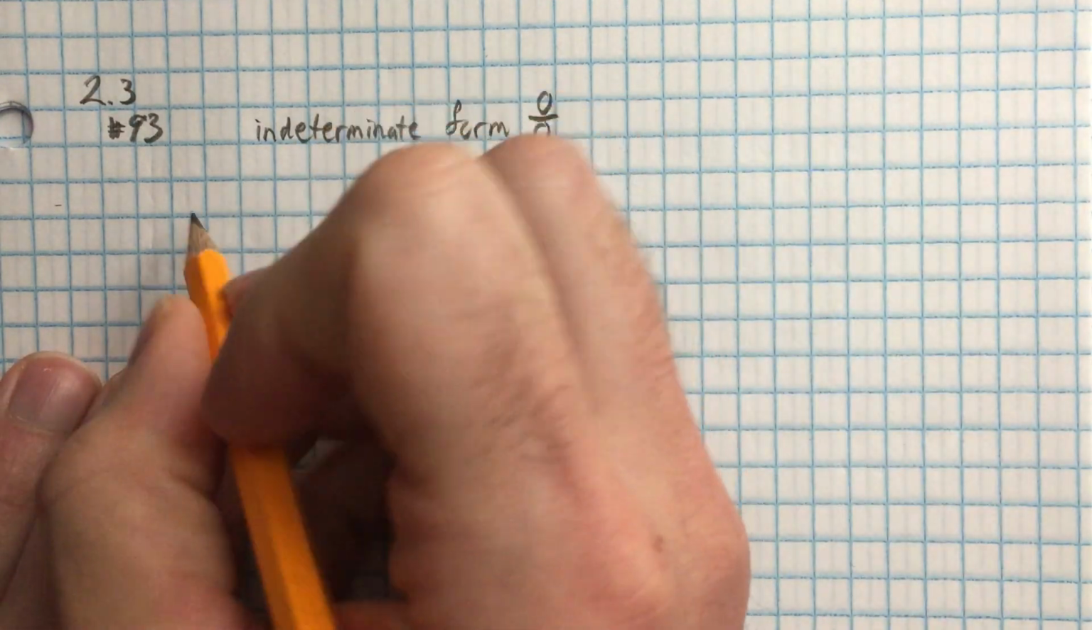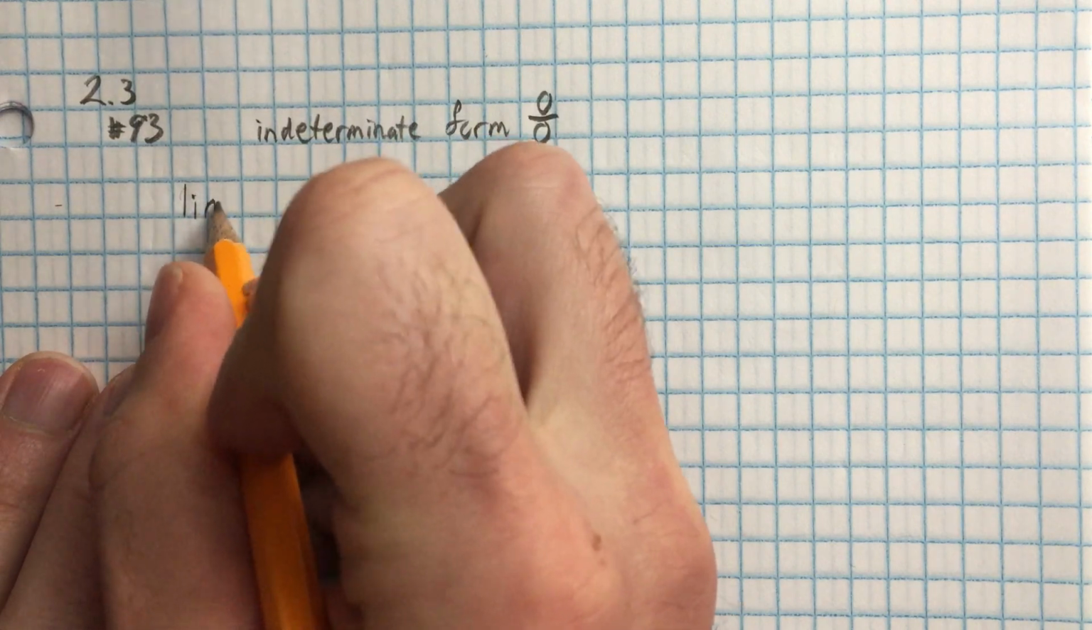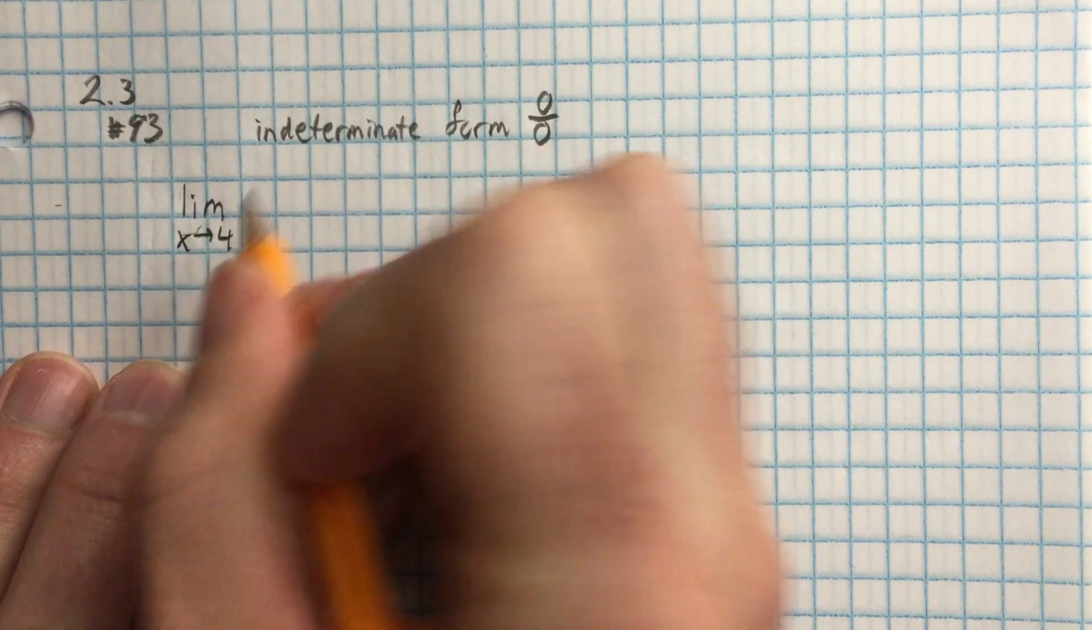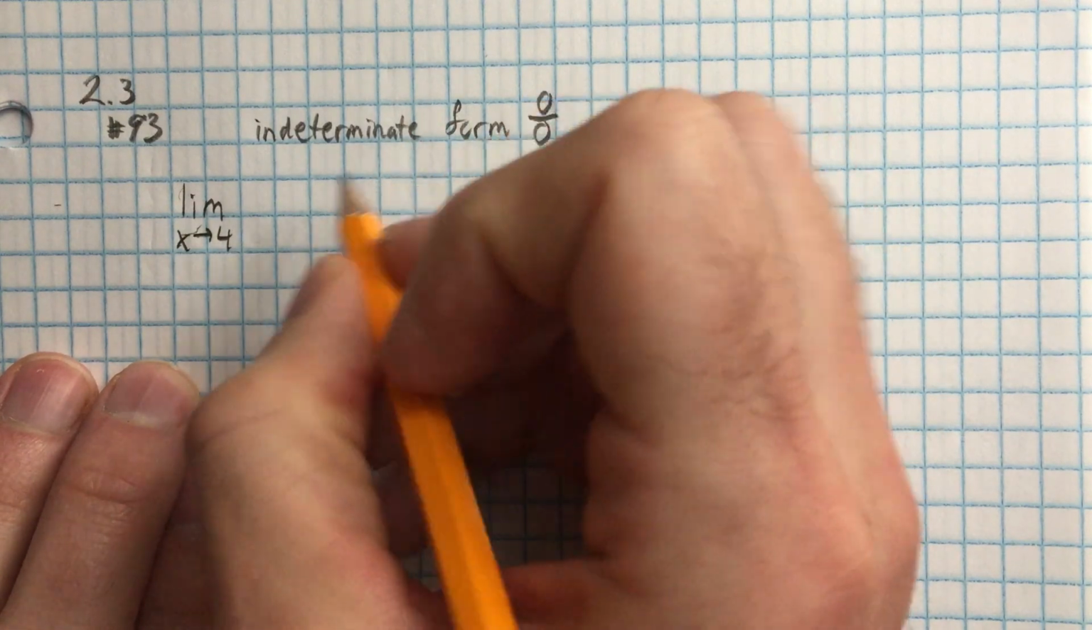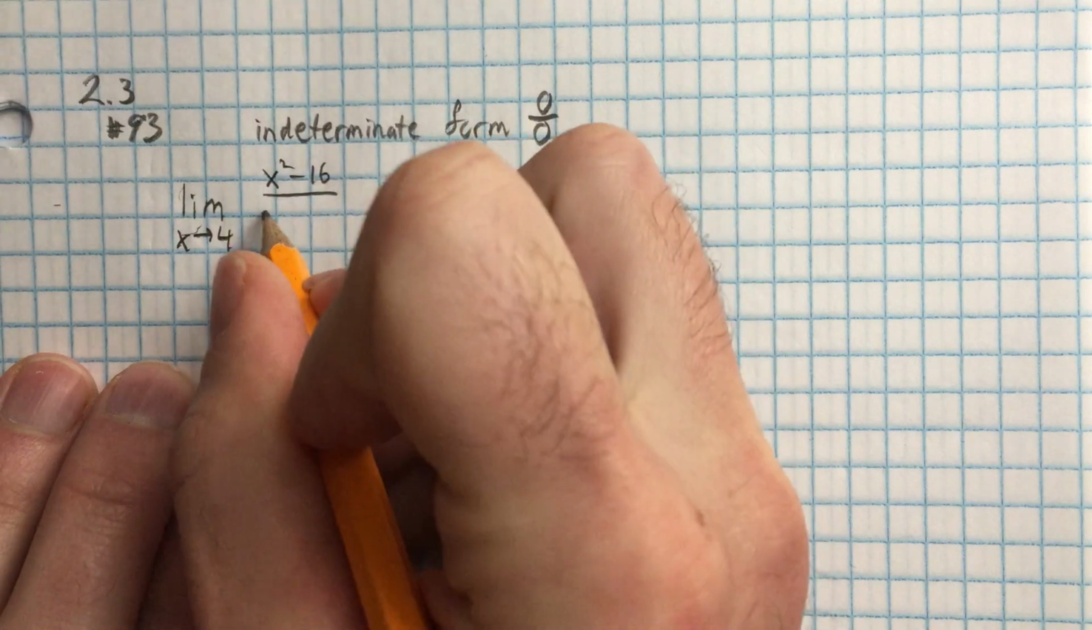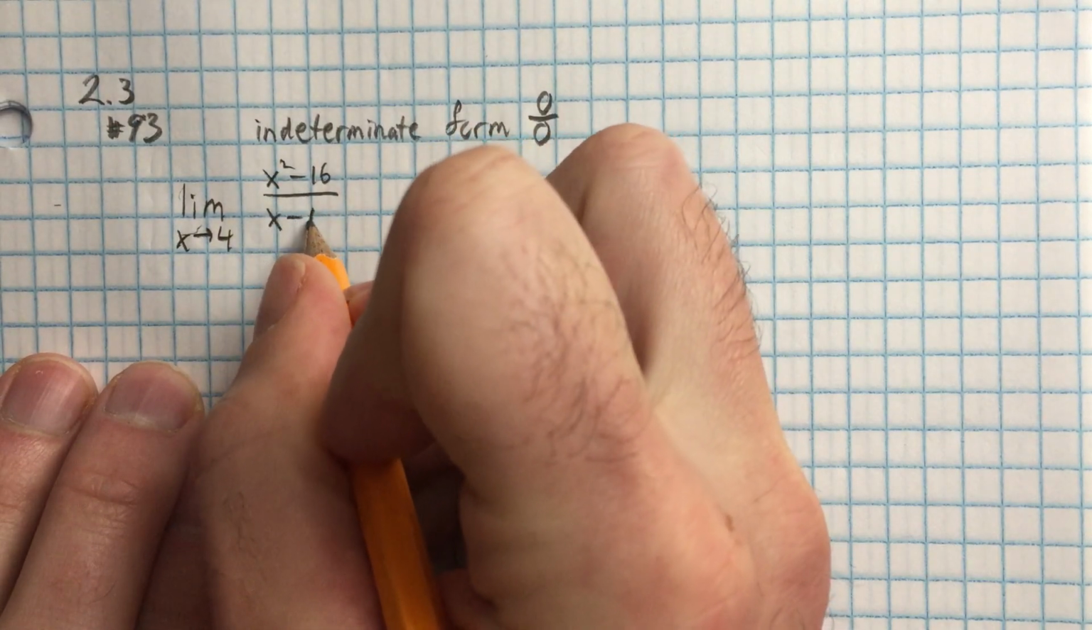So let's look at this problem here. It says limit as x approaches 4 of x squared minus 16 over x minus 4.